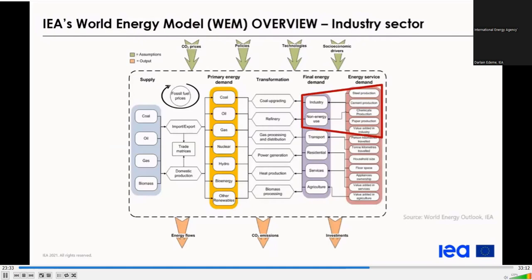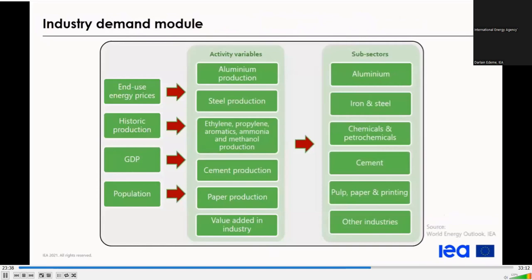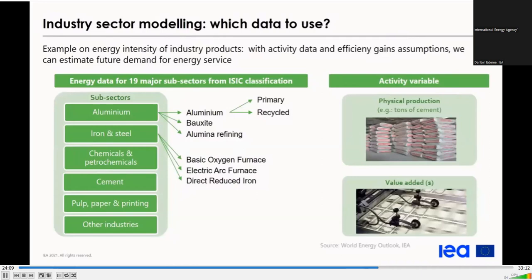Now we will very quickly illustrate this on the industry sector. So the industry demand module is disaggregated per sector. So we will have different industrial sectors: aluminium, cement, etc. And in our model, we will, as usual, have as inputs socioeconomic drivers like GDP, population, but also historic production of industry products and end-use energy prices. In terms of activity variable, we will take into consideration physical production. So if we want to estimate the future energy demand from the cement industry, we might take as a variable the tons of cement which will be produced in the future and deduce from the tons of cement what would be the energy demand. For some sectors where we don't have a physical production, we can look at the value added of this specific industry.